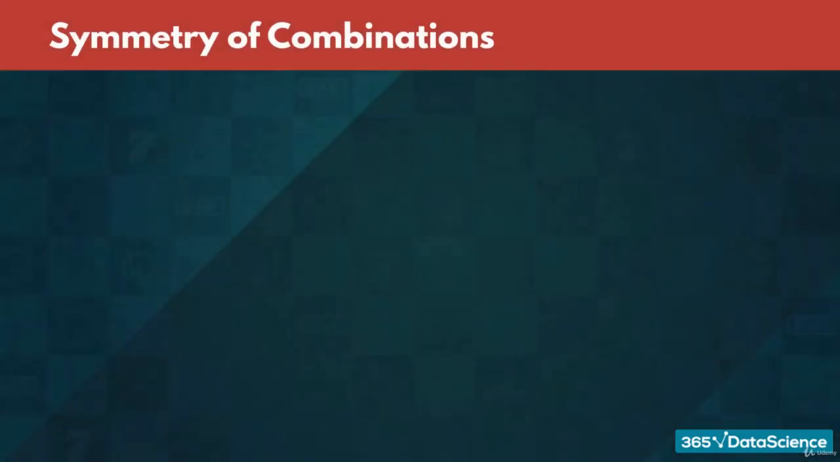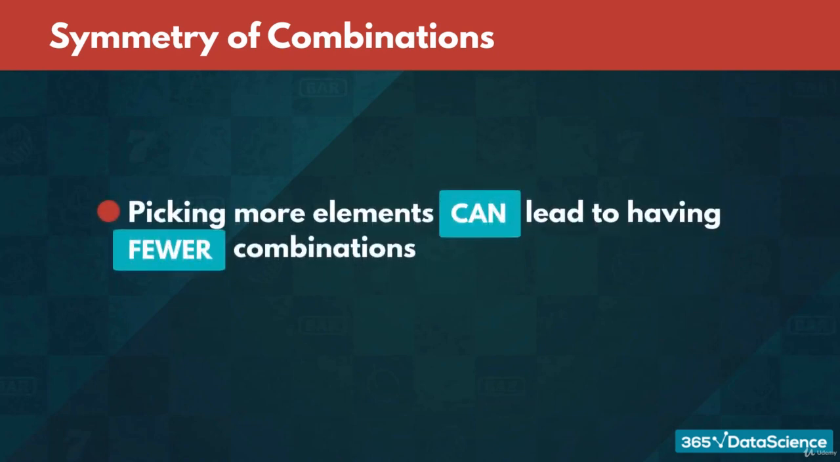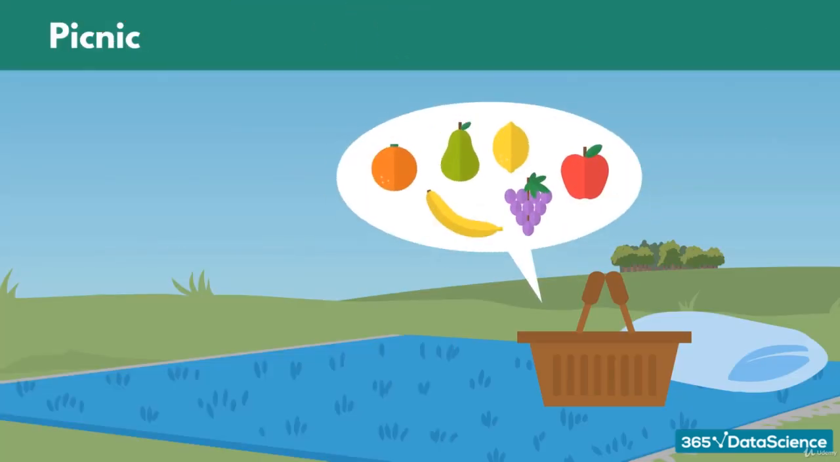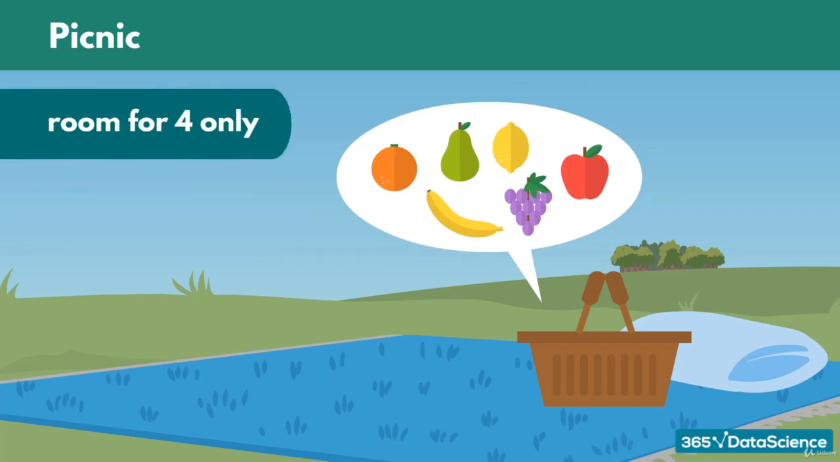Hello again. This is going to be a short lecture where we focus on the symmetry of combinations. Unlike permutations and variations, picking more elements can lead to having fewer combinations. Imagine you are going on a picnic and have 6 pieces of fruit you want to take with you. However, your basket only has room for 4 of them.